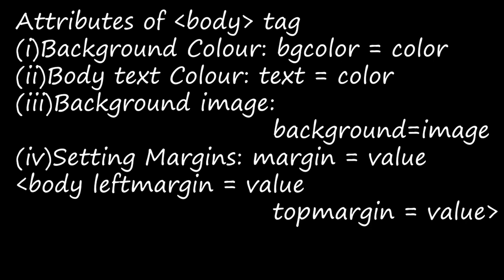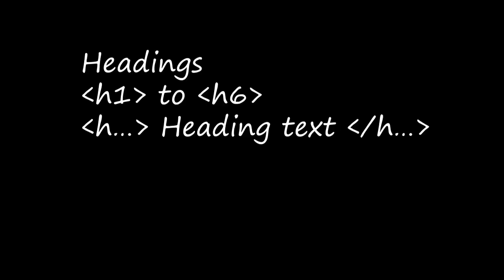The next one we are going to see is headings. Headings are used to include the titles for the sections of a web page, right? We have 6 levels of headings in HTML, right? We have H1, H2, H3, H4, H5 and H6, right? The number with H will indicate the level of heading.